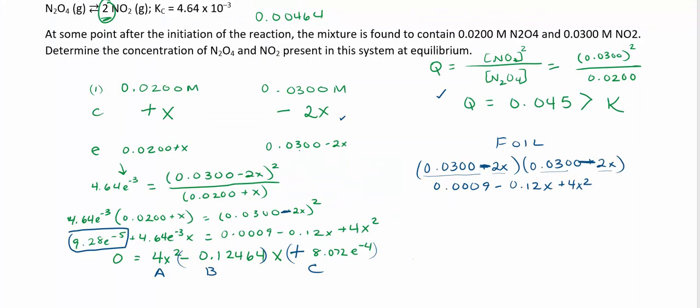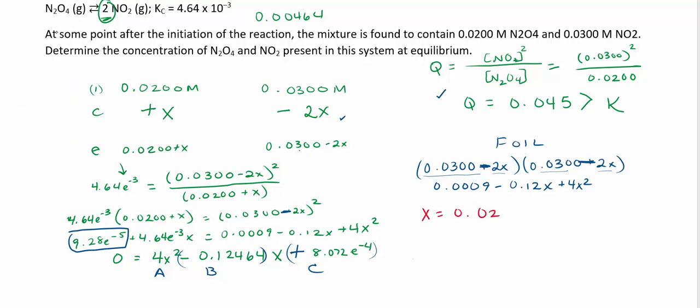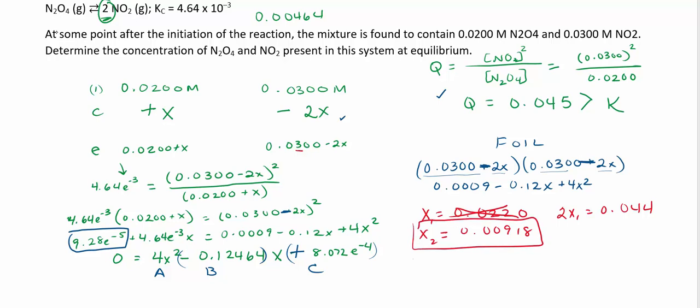So if I write those roots, I'm going to use a different color. So I have X equals 0.0220 and X is 0.00918. Now here I have 0.03 is what I'm starting with. If I multiply this by 2, so 2 times 0.022, then I have a value of 0.044. And that value is greater than this value, so it cannot be x1. So this must be the correct root for this problem.